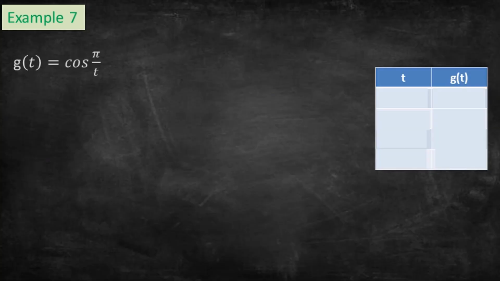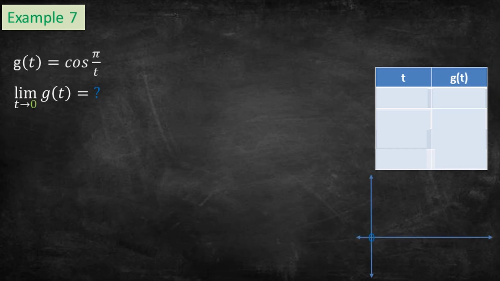Let's look at the function g of t equals cos pi by t. We want to find the limit of g of t as t approaches 0. Although we may not know what the graph looks like, we can still find table values to see what happens when we approach 0 from above and below.